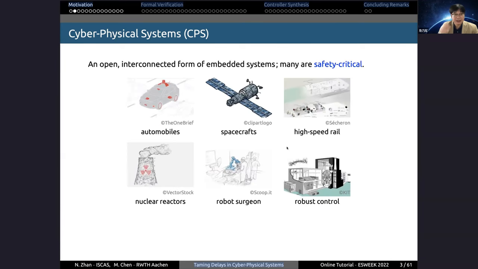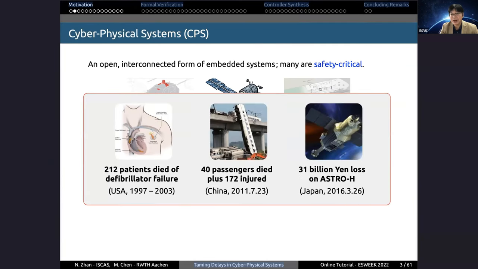Actually, you see that cyber physical systems are pervasive in our daily life, like spacecraft, high-speed trains, nuclear reactors, robot surgeons, robot control, and so on. Particularly, many of these systems are safety critical. So how to guarantee the reliability and the correctness of these systems is very important.